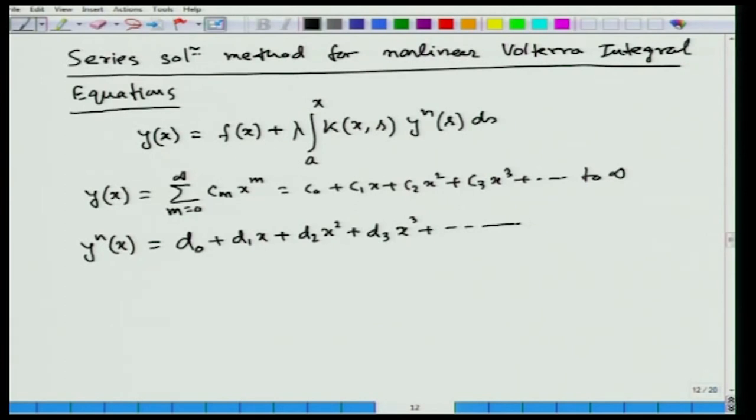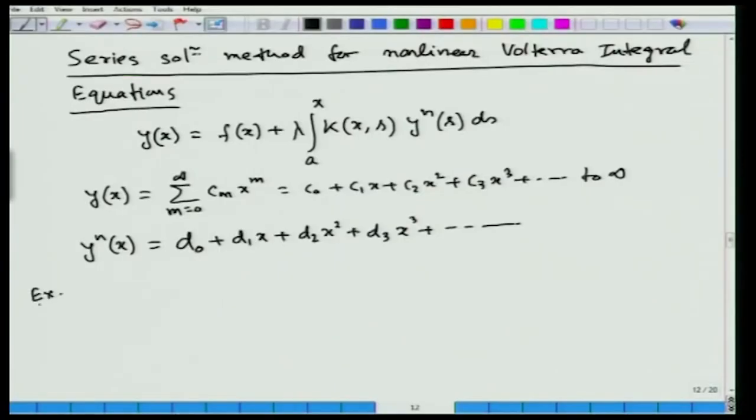Then substituting these two expressions into the given equation and after evaluating the integrals, we can equate like powers of x from both sides. And here d 0, d 1, d 2, d 3 and so on are all actually functions of c 0, c 1, c 2 and so on. So, depending upon the evaluation of d 0, d 1, d 2 in terms of c 0, c 1, c 2 and then equating the like powers of x from both sides, we have a nonlinear system of equations for these unknown quantities c 0, c 1, c 2 and so on. If we are able to solve those nonlinear algebraic equations, we will be able to find the solution of this particular problem.